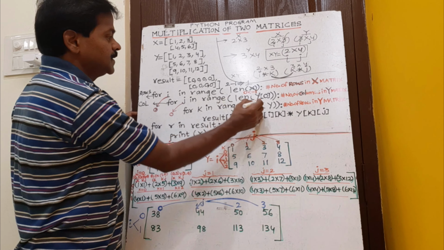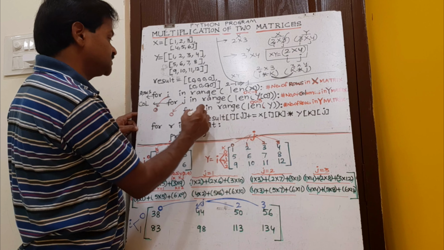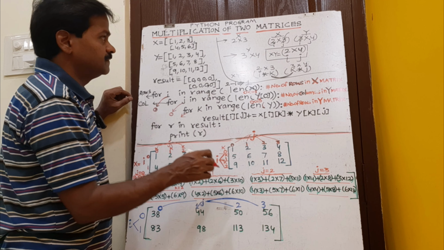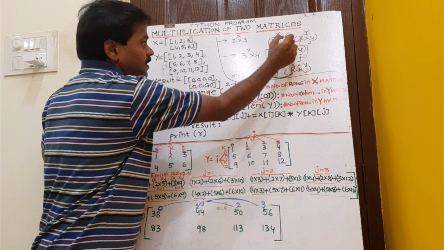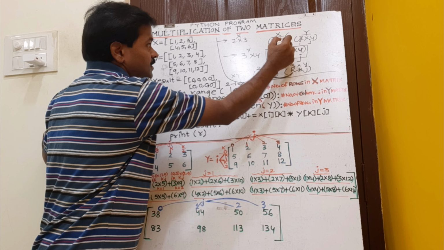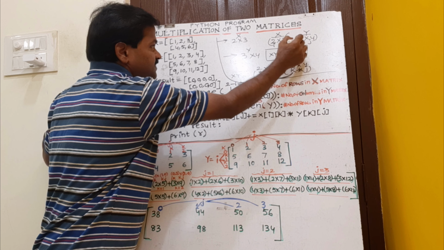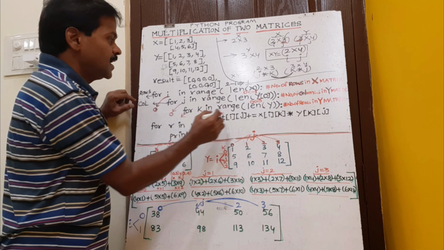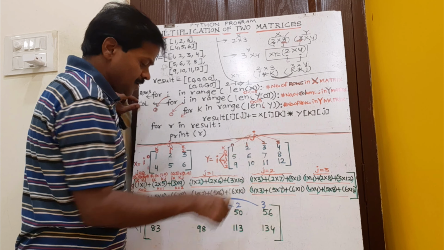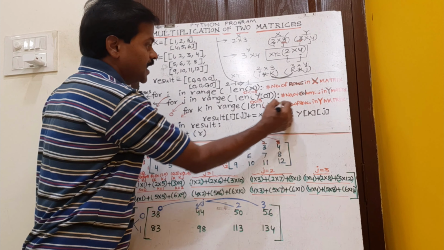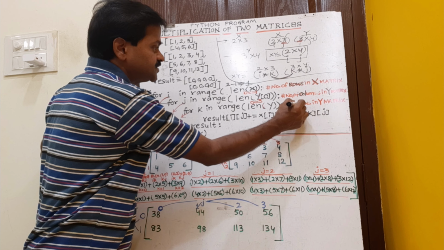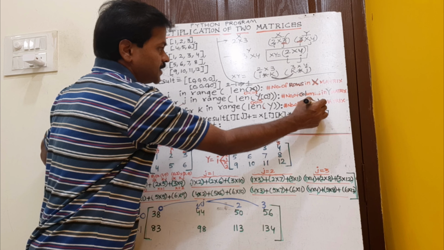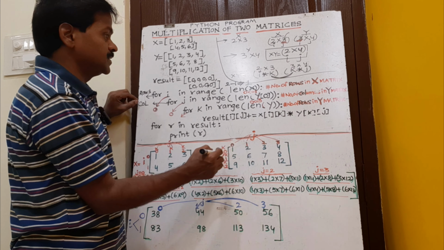Next you see the result, then the K loop. For the product of two matrices we take this K value. Our K should be equal to the first matrix columns and the second matrix rows. So here we will take the length of Y, the number of rows of the Y matrix. How many rows are there in the Y matrix?